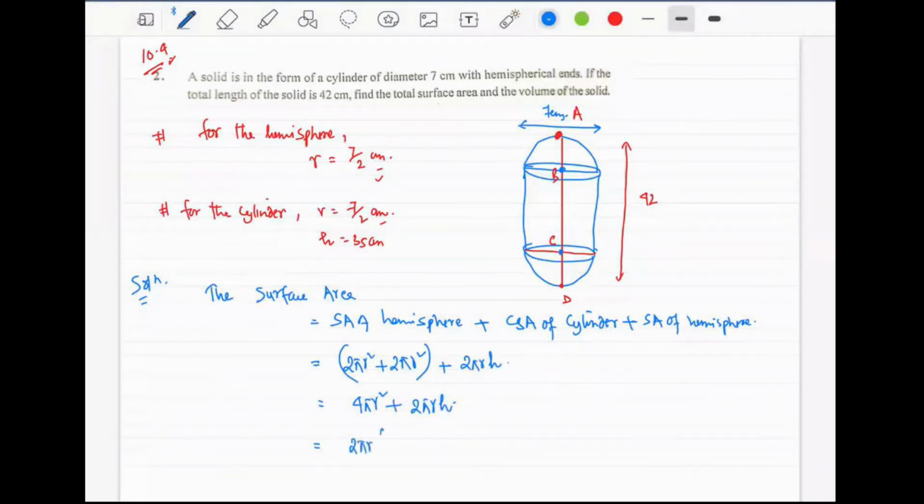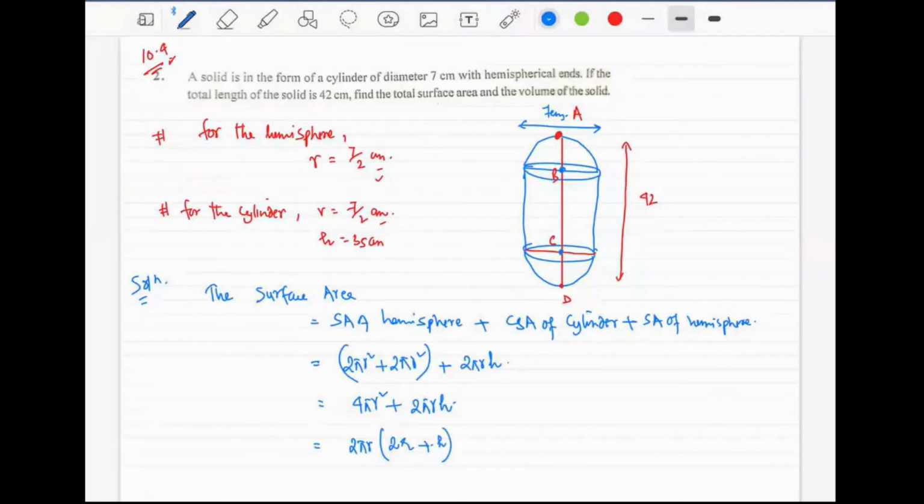2 and pi and r are taken out as common factor. So if I take out 2 pi r from 4 pi r square, what is left? Pi is gone. Out of the r square, one r is gone. Out of the 4, 2 is gone. So we are left with 2 and r, plus. For this one, it's really visible, right? 2 pi and r is taken away. That means this h will be remaining.